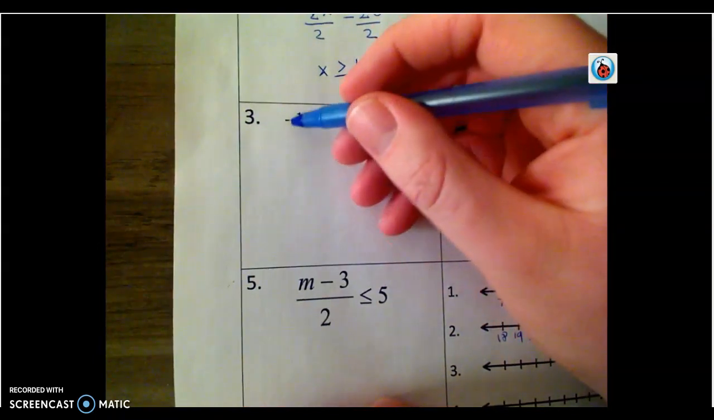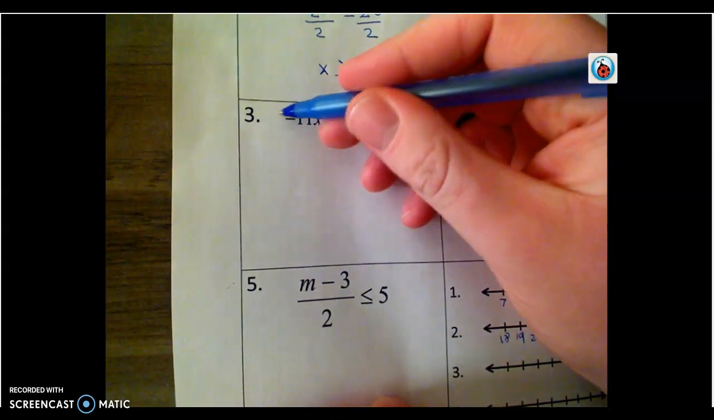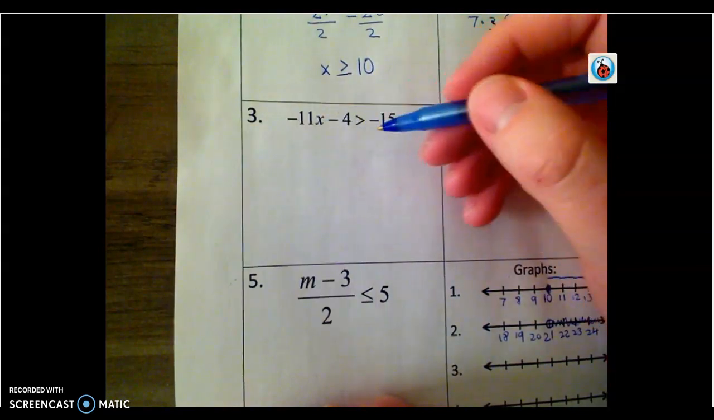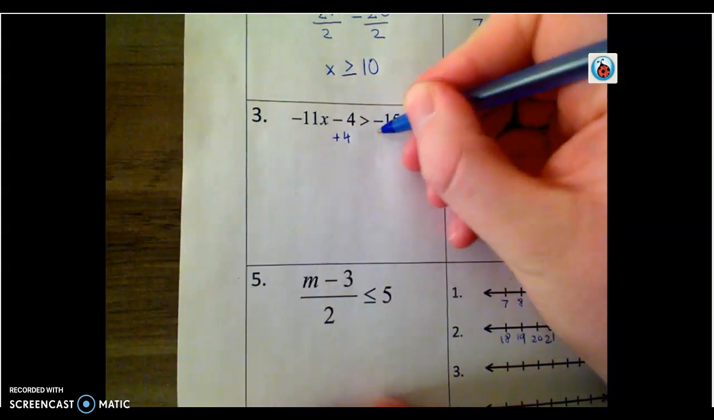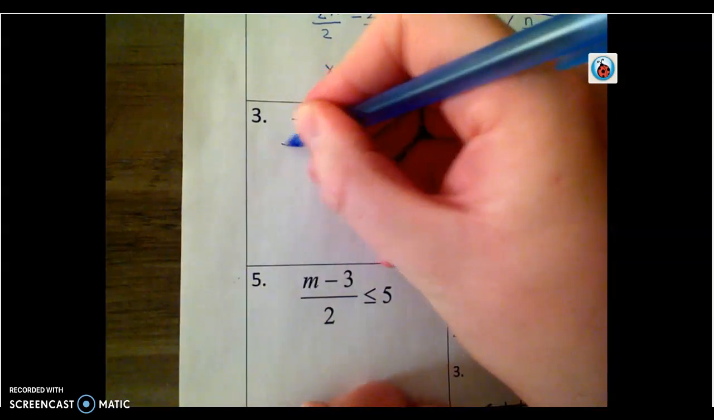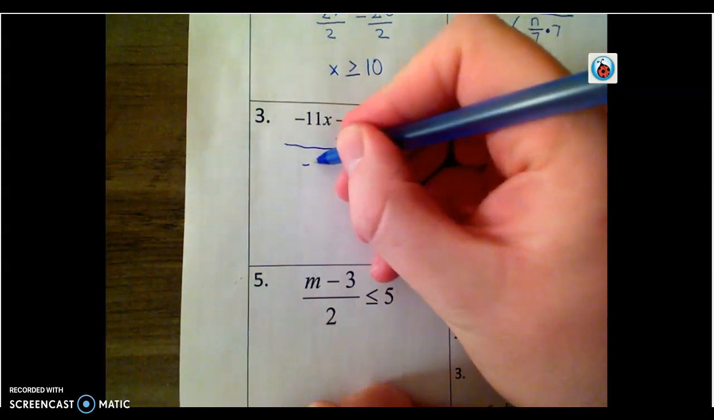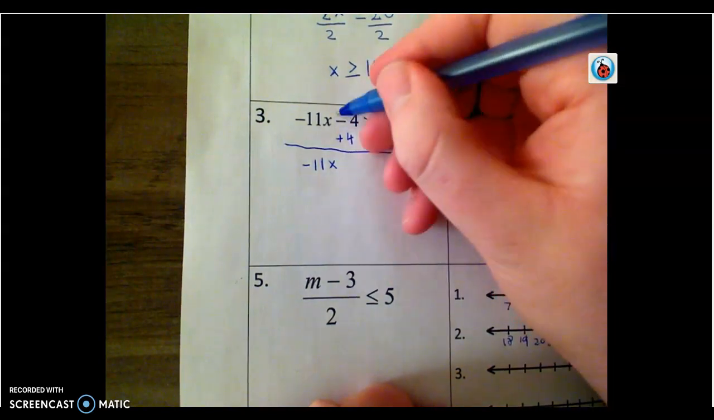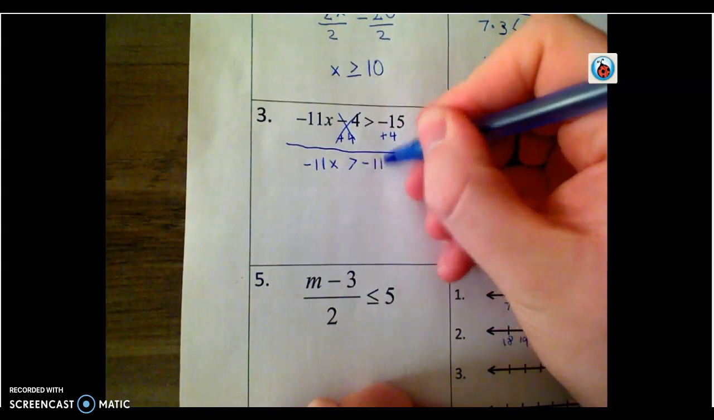Alright, for number 3 we have negative 11x. Immediately that should throw up some red flags to you, negative 11x minus 4 is greater than negative 15. I'm going to start by adding 4 to both sides of the inequality. That will leave me with negative 11x, the 4 goes away, is greater than negative 11.